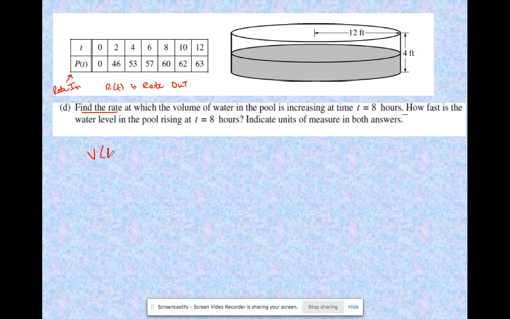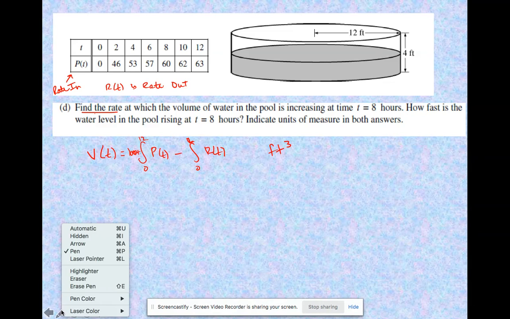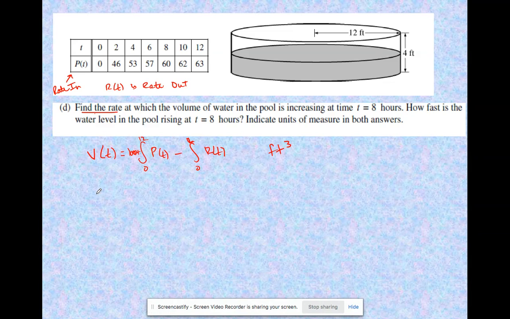The volume of the pool at any time, right, is 1,000 plus the integral of the water going in minus the integral of the water going out, right? That actually gets me volume. But I don't want volume this time. I want a rate. So what do I have to do? Take the derivative of volume.